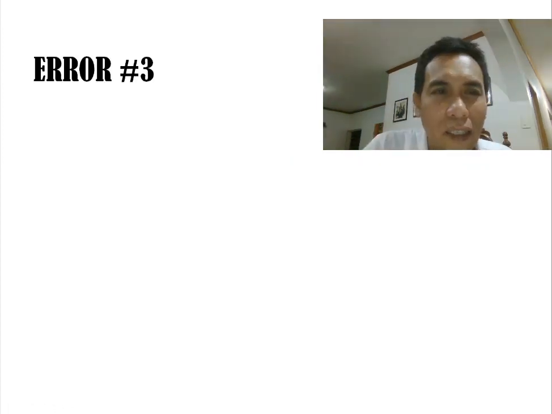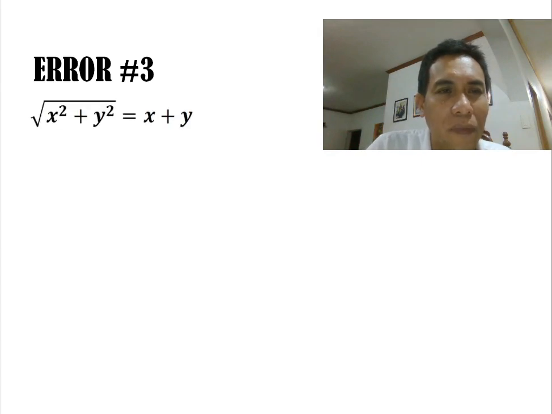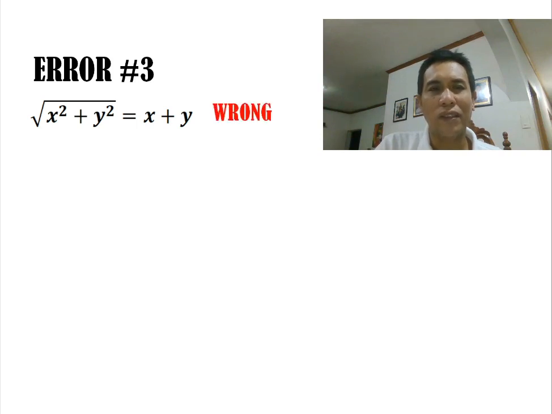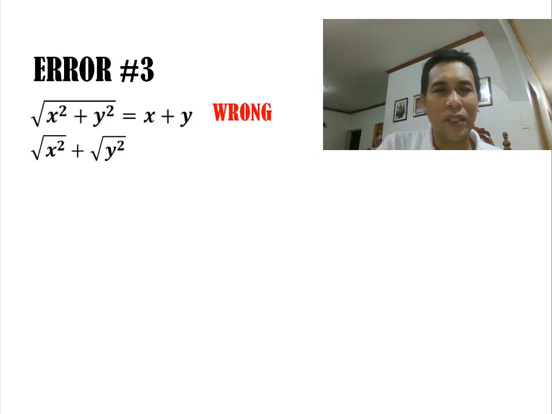All right. Let's go to error number 3. The square root of x squared plus y squared is equal to x plus y. Do you think this is correct or not? It's wrong. So we'll try to examine how the student got his answer, which is x plus y. So we get the individual square root, the square root of x squared plus the square root of y squared. That's why his answer is x plus y. Okay, absolutely this is wrong.